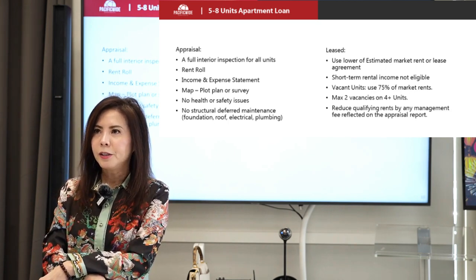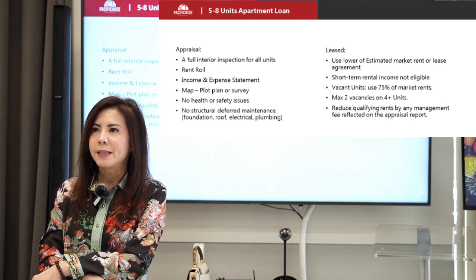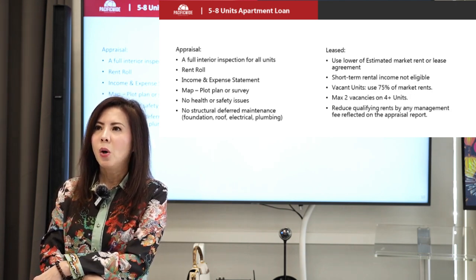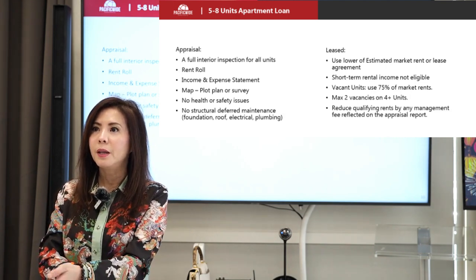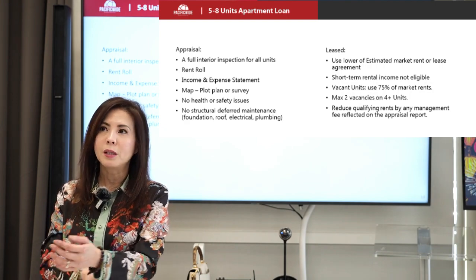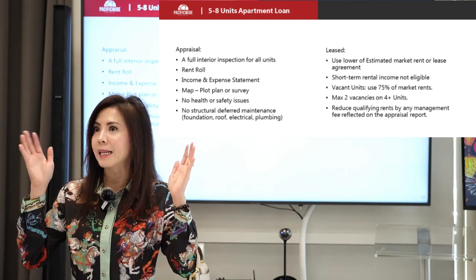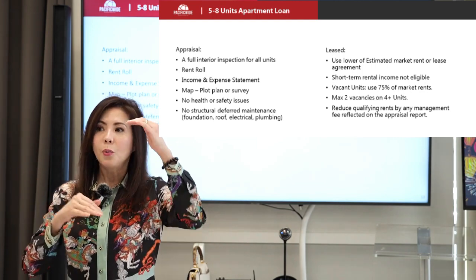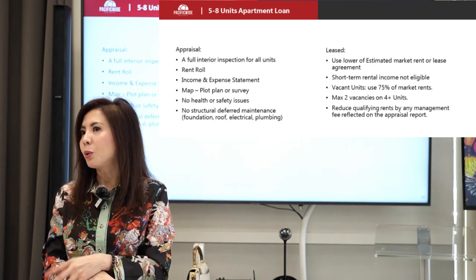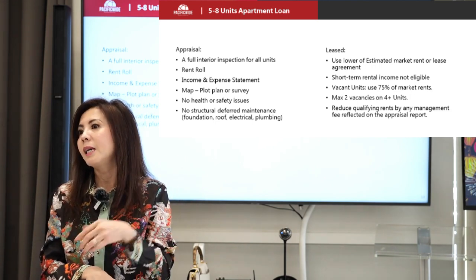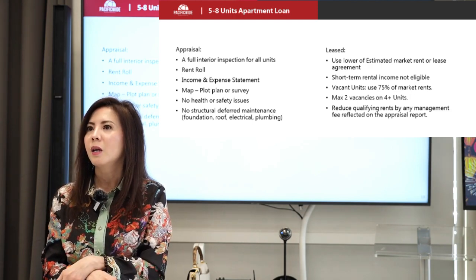Okay, thank you. So the first line is use lower of estimated market rent or lease agreement. If we have the lease agreement and we also have the market rent, because the appraisal will come up with the estimated market rent, whatever number is lower, the lender is going to use it. If the lease agreement says 20,000 and the market rent says 18,000, then we have to go with 18,000. That's just the meaning of it.